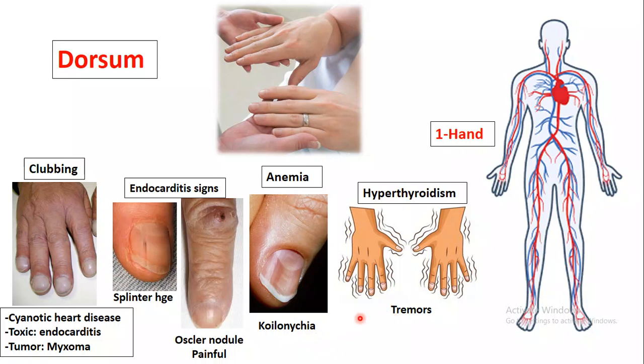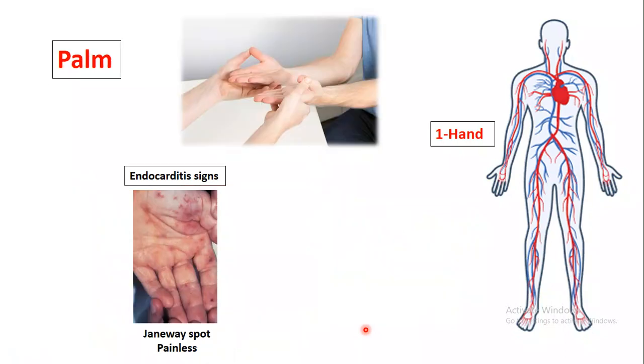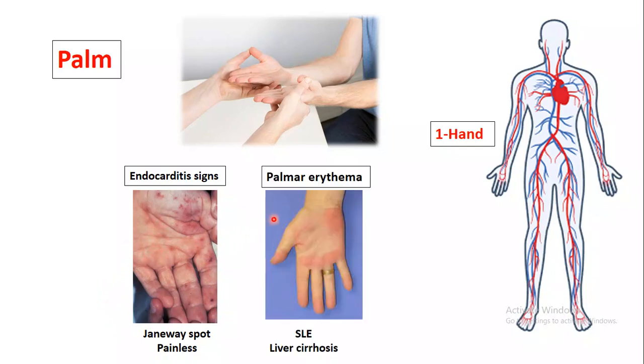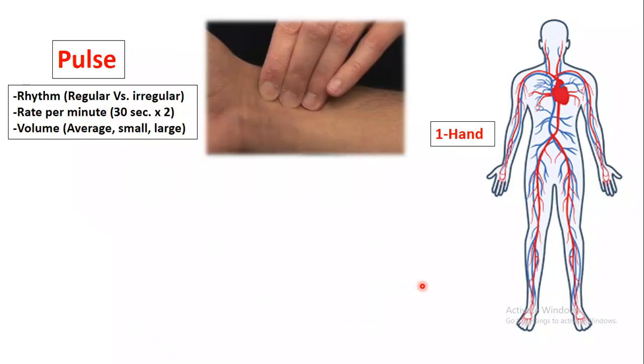Tremors, like in a patient with hyperthyroidism, might be picked up on dorsum of hand examination. Then shifting to the palm of the hand, searching also for other signs of endocarditis like Janeway spots, which are painless spots on the palm of the hand. Palmar erythema might be seen in some systemic diseases like systemic lupus or liver cirrhosis.